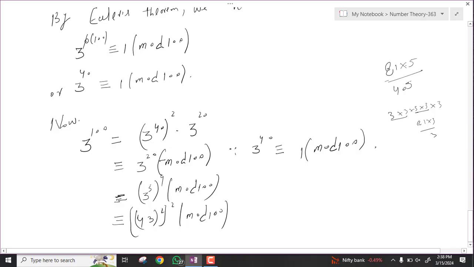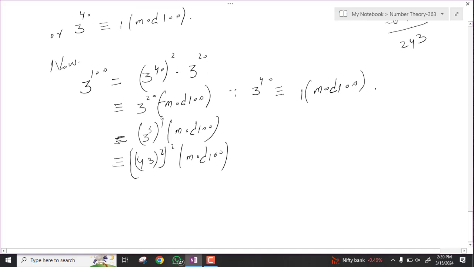Sorry, it is 81 into 3, not 5, because here we are doing 3 power 5. 3 power 5 is 3 threes are 9, 3 nines are 27, 3 twenty-sevens are 81, into 3. So 3 ones are 3, 3 eights are 24, and under modulo 100 it is equal to 43. So in place of 3 power 5 I have written 43, because 3 power 5 is equal to 43 under modulo 100.